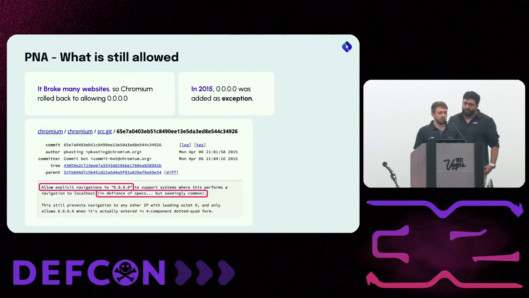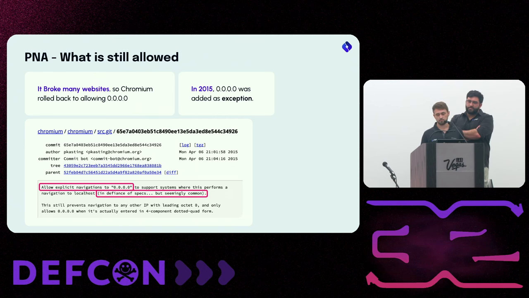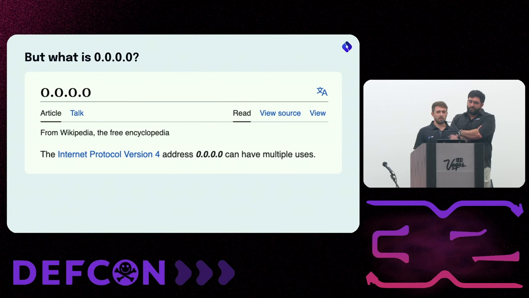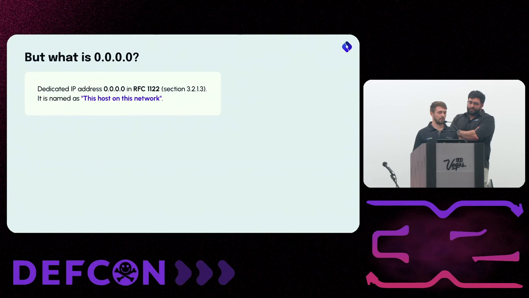Even though it was in defiance of specs and was not a part of the RFC, developers must have wanted it and been requesting this behavior. So as you can see, it's in defiance of specs, but seemingly common. But what is this weird IP address anyway? If I ask two different people in this room, I'll probably hear two different answers. As you can see, it can have multiple uses. Typically, it simply means this host on this network.